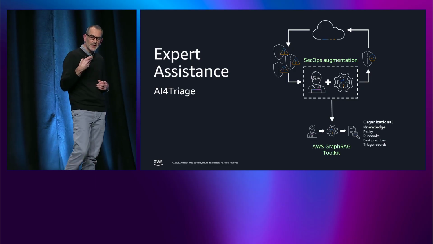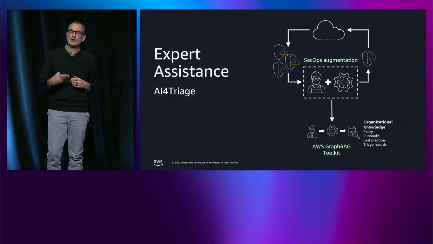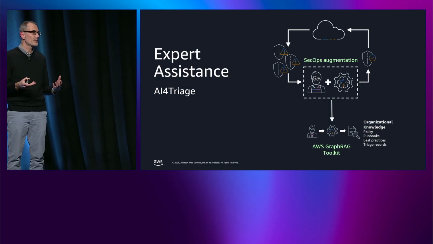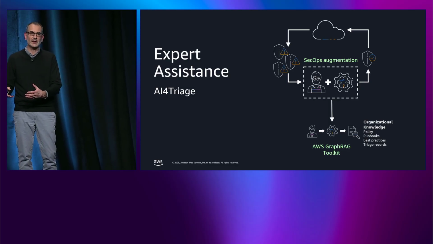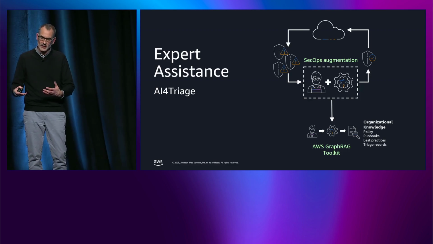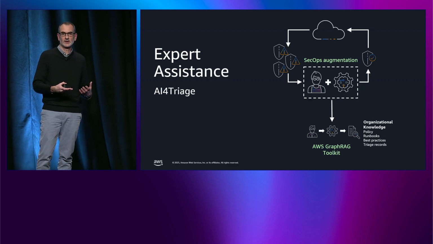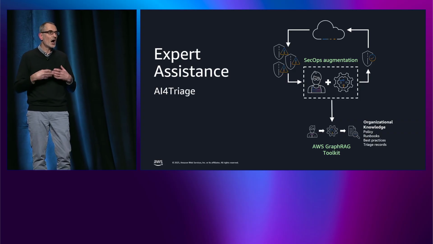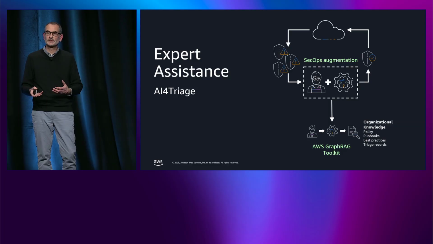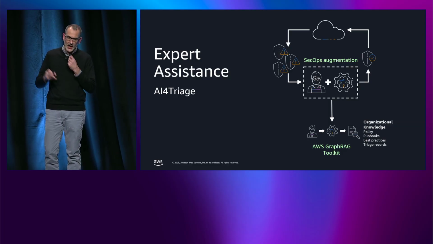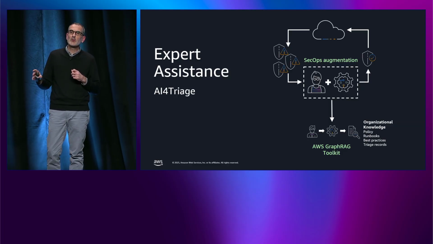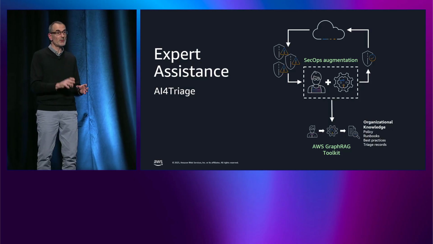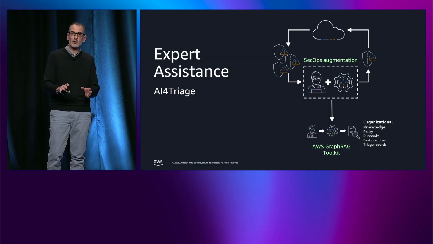And in building AI for triage, Deloitte have used the GraphRag Toolkit, which is an open source Python library developed by the Neptune team. AI for triage uses the GraphRag Toolkit to maintain this ever-evolving organizational knowledge base, which comprises things such as policy documents, run books, architectural guidance, and triage records. So Evan will be talking about AI for triage a little later on, but before we talk about that, I'm just going to spend a little time talking in a bit more detail about some of the work that we've done on the Neptune side to improve GraphRag techniques.